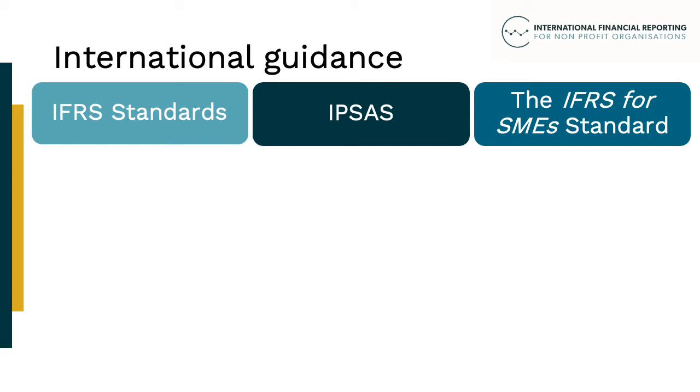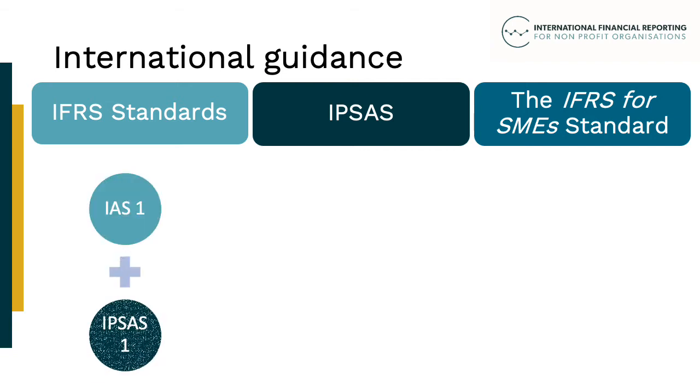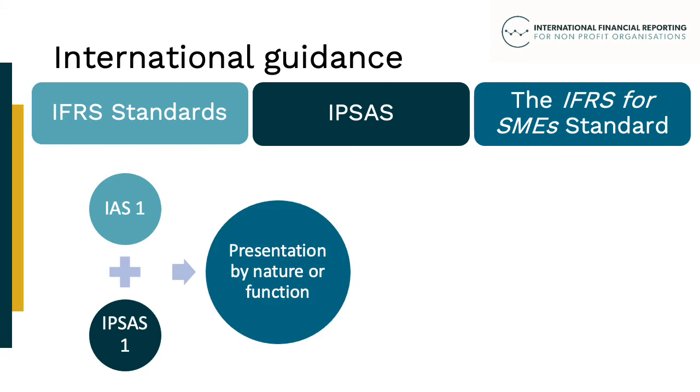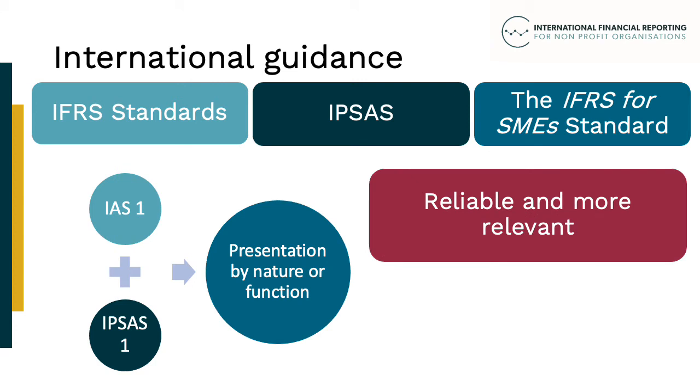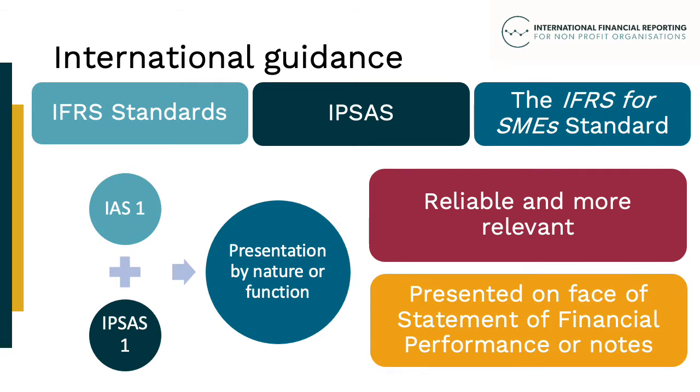With respect to the presentation of expenses by nature or function, IAS 1 Presentation of Financial Statements and IPSAS 1 Presentation of Financial Statements both require an entity to present an analysis of expenses classified either by nature or function within the entity. They require an entity to choose whichever provides information that is reliable and more relevant. Function is not, however, defined in either standard. The information may be presented either on the face of the statement of financial performance or in the notes. The IFRS for SMEs standard also requires an entity to present an analysis of expenses, classified either by nature of expenses or function.